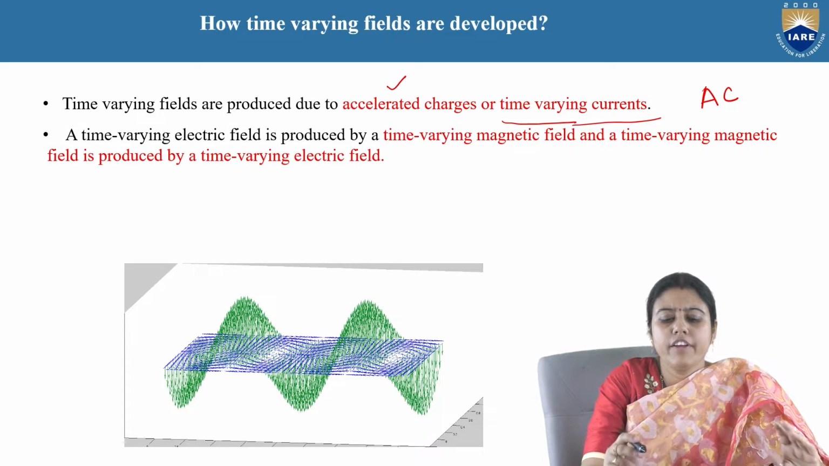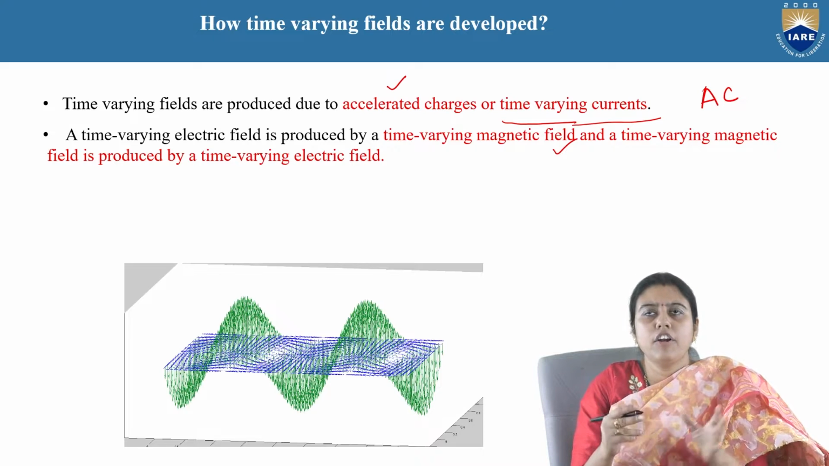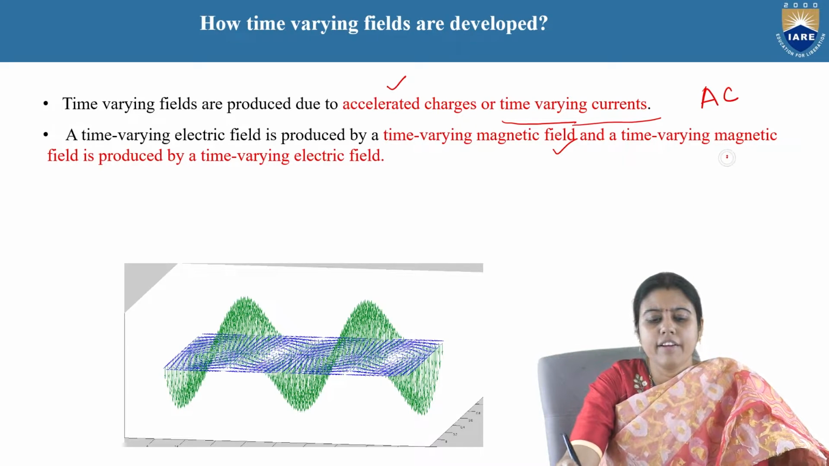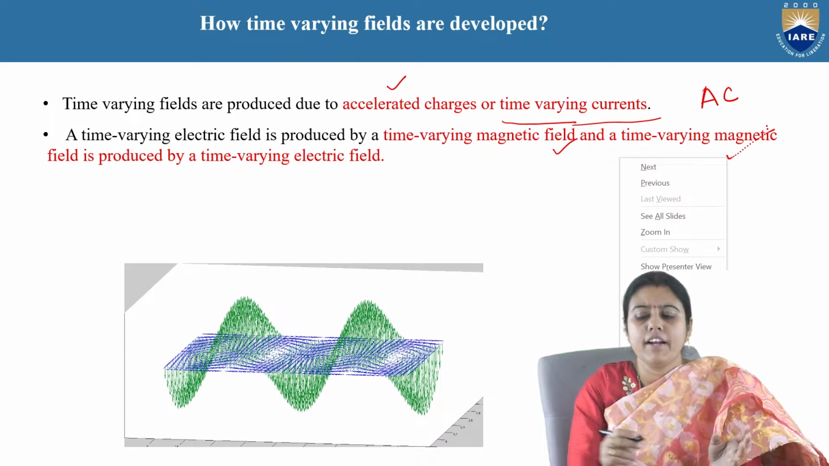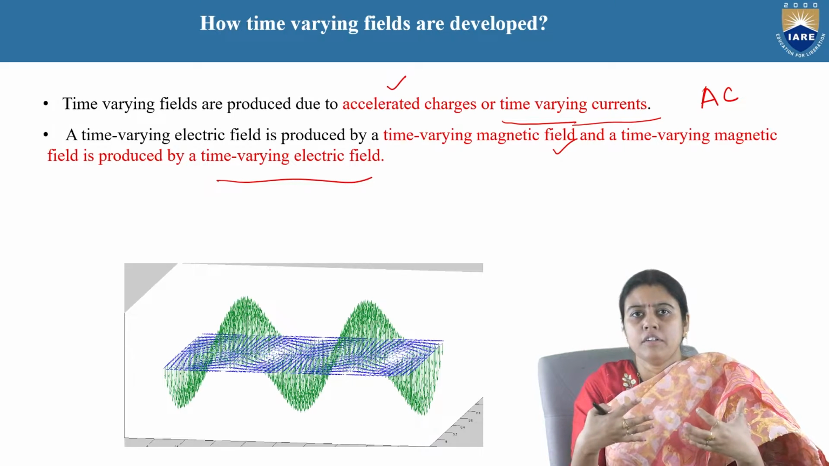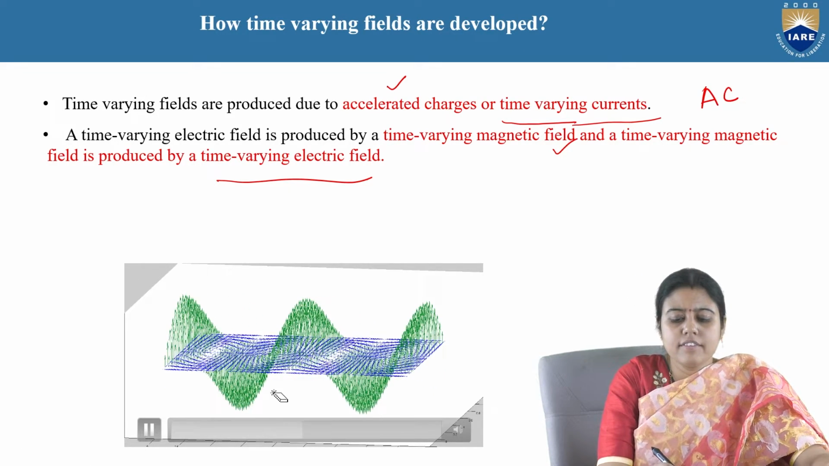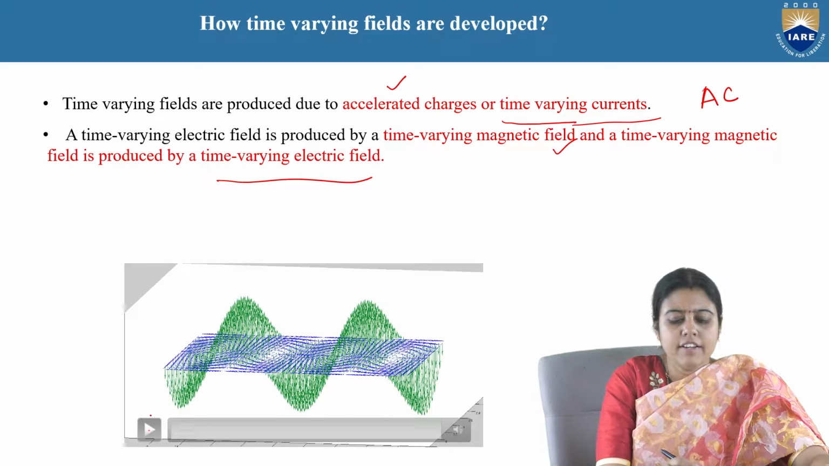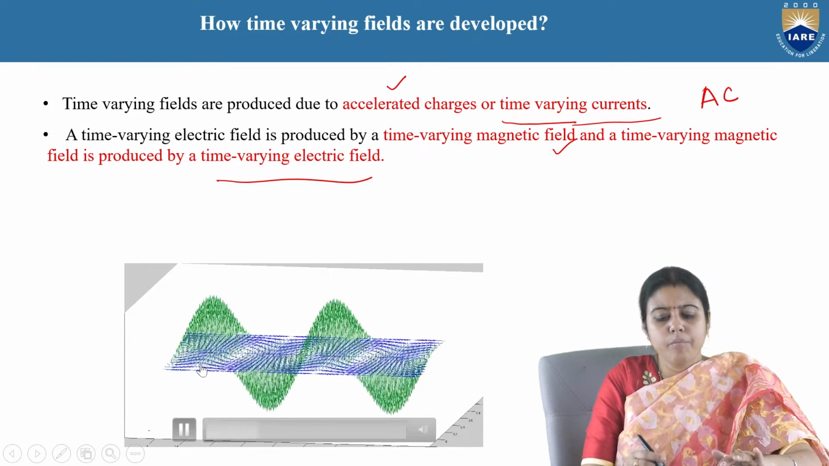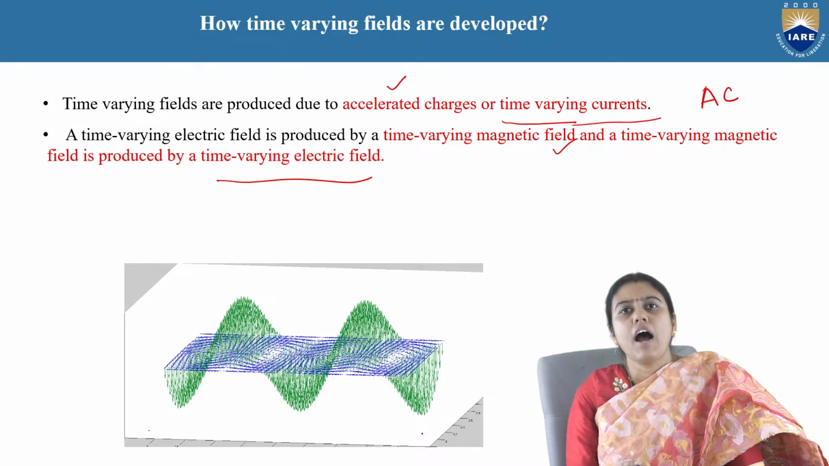Now, a time varying field is produced by a time varying magnetic field. If we rotate the magnets, or if we are moving the magnet, there is a time varying magnetic field and a time varying electric field. So if both the time varying magnetic field and time varying electric field are coupled together, we get an electromagnetic field. You can see the green one is the electric field, and the blue one is the time varying magnetic field. If I show the video, you can see that both are changing continuously. So what does it mean?